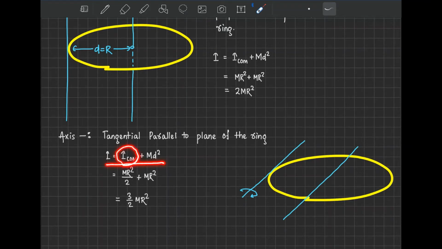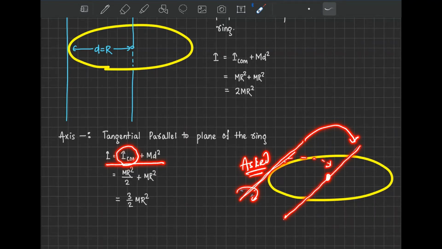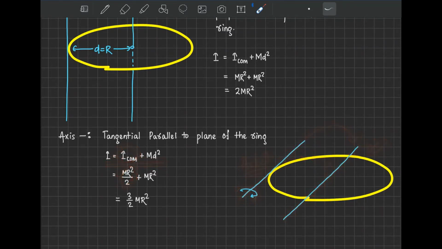Now here for I_COM, we need to choose an axis which is passing through the center of mass but parallel to our original asked axis. So this axis is our asked axis, and to this one we are drawing a parallel axis. Now this axis passes through the center of mass. About this axis we have already found the moment of inertia is MR square by 2. We just found it in the last slide. So about this axis through the center of mass, it is MR square by 2.